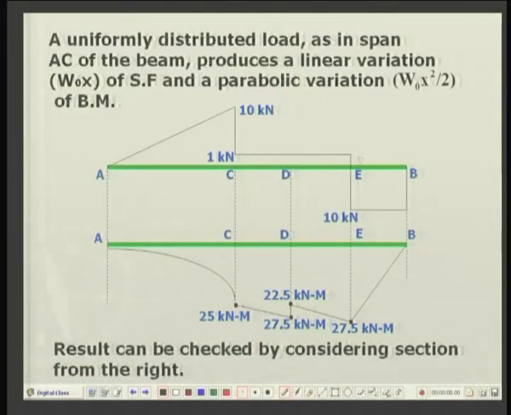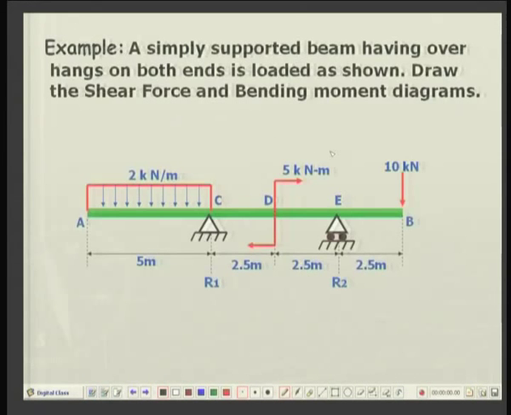as I indicated, in the first partial overhang, that is from A to C, there is a uniform loading and the shear force will be linearly varying, that is, it is equal to 2 kilonewtons times x. Okay. So, it is a straight line function.